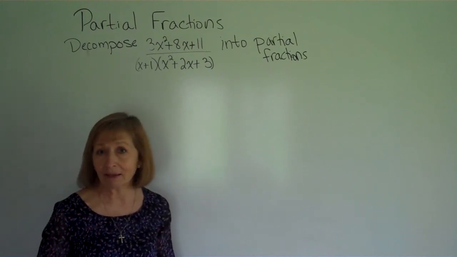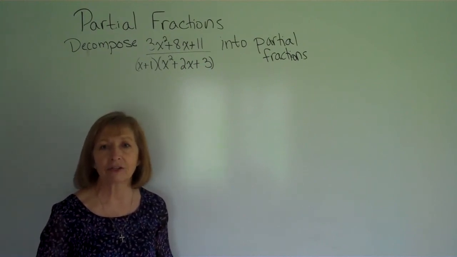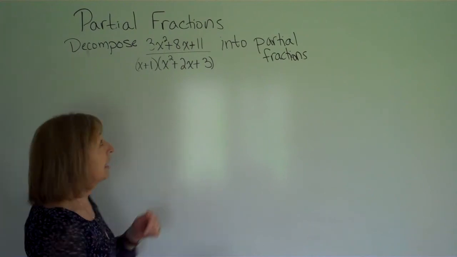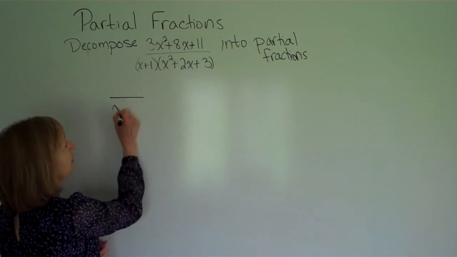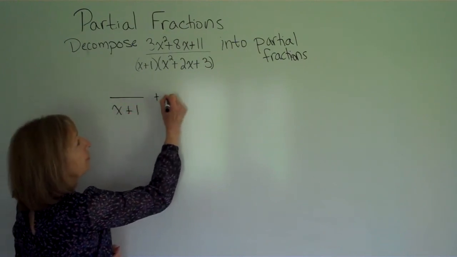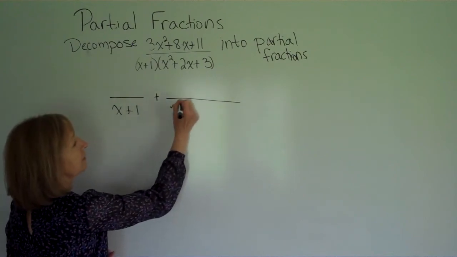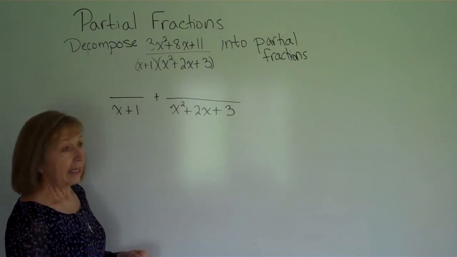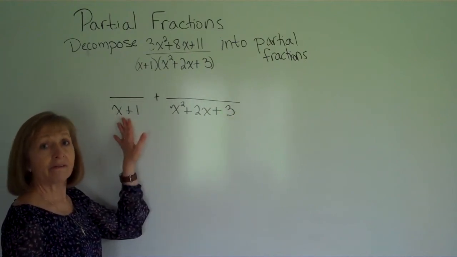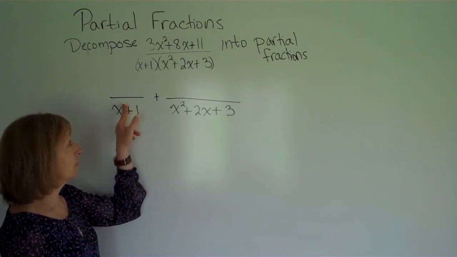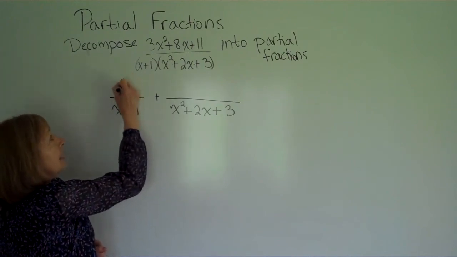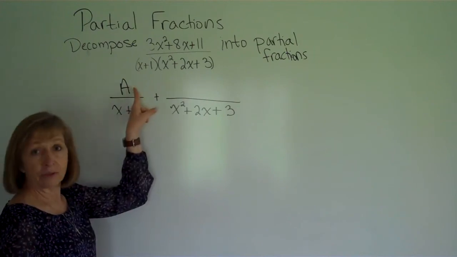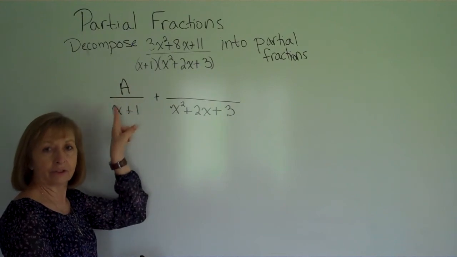Now the setup is a little bit different when you have a factor in the denominator that's quadratic and doesn't factor any further. So I'm going to have my fractions. One fraction is going to have the denominator x plus 1, and the other fraction's denominator is going to be the x squared plus 2x plus 3. And when my denominator's factor is a highest power of 1, the numerator is just a constant, so I just put the A up there, because a 0 degree is the degree less than the first degree.